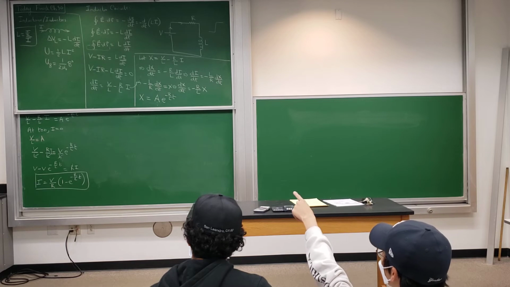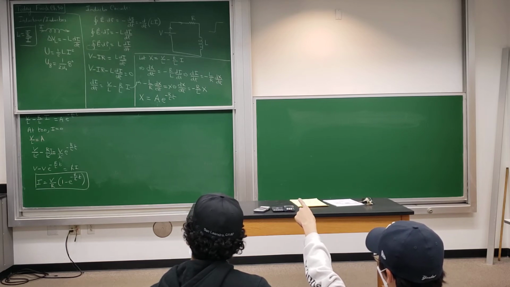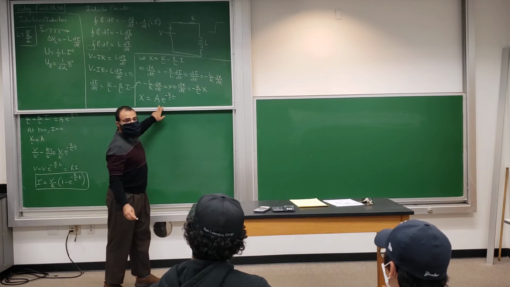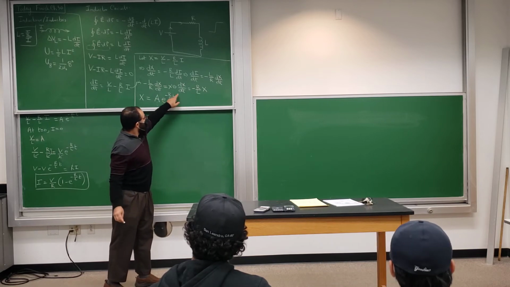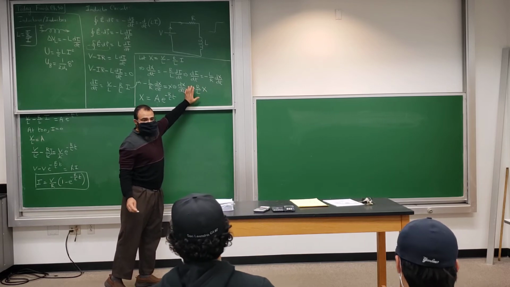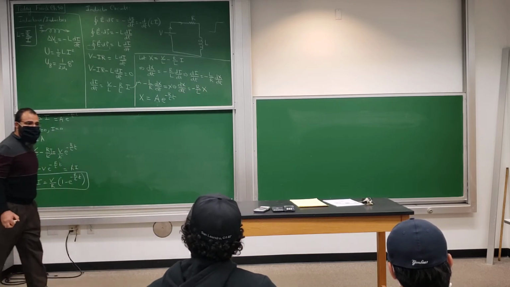How did you get x equals A e to the minus R over L t? This is the differential equation, and that's the solution to it. The function whose derivative is equal to the function itself times some constant is the exponential.